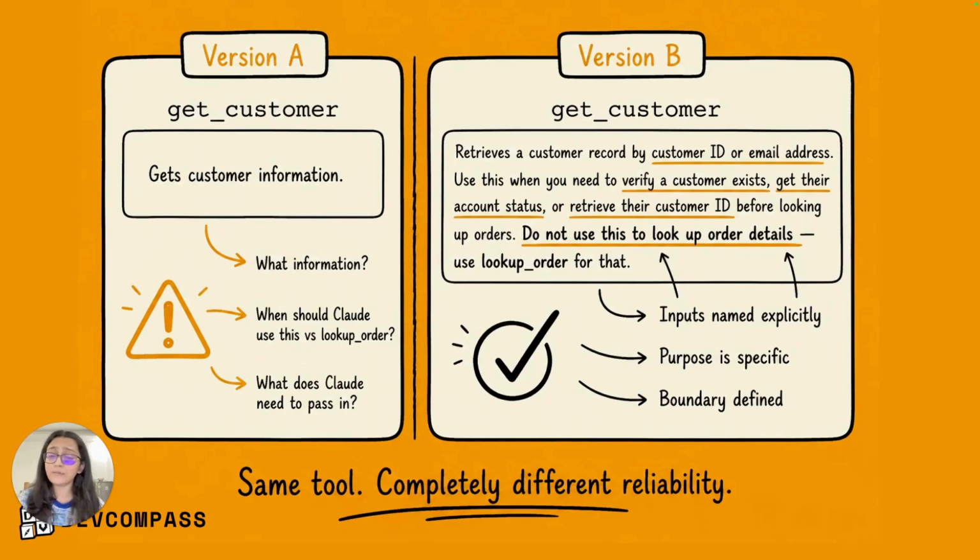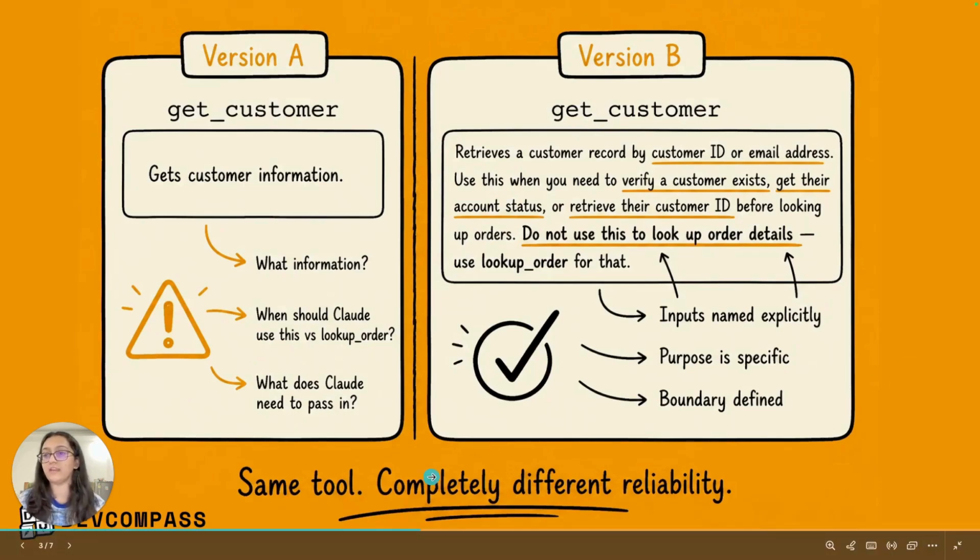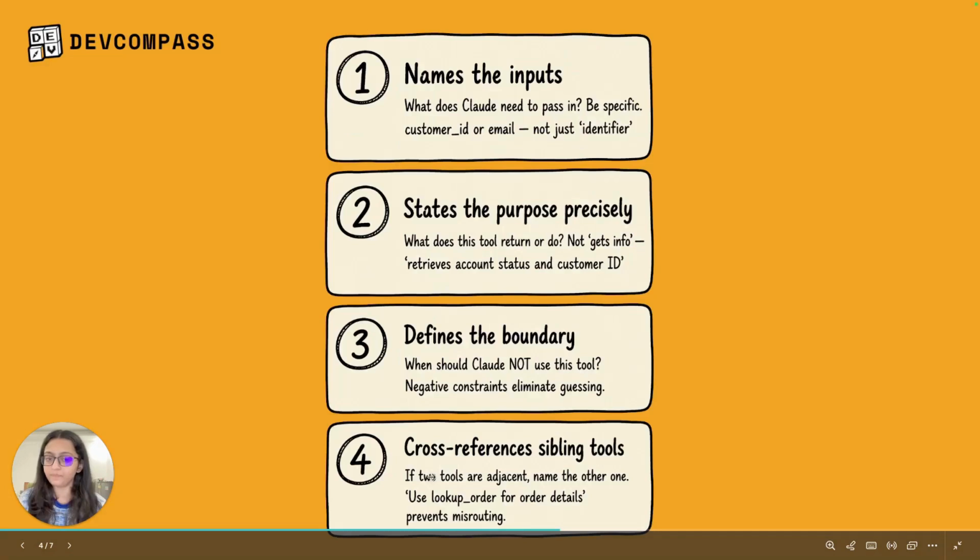Third, and this is the most important sentence in the entire description, do not use this to look up order details. That one sentence defines the boundary between this tool and its sibling. Without it, the tools blur together. With it, Claude has a very clear rule for when not to use get customer. That's what eliminates the guessing on Claude's end that leads to ambiguous results.